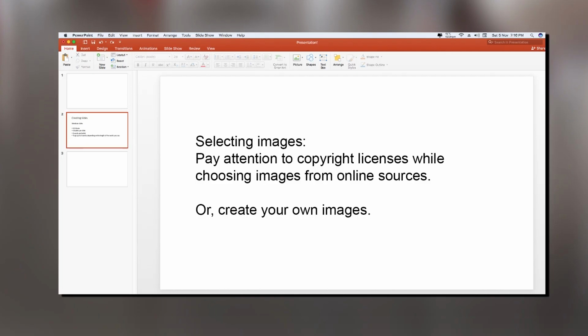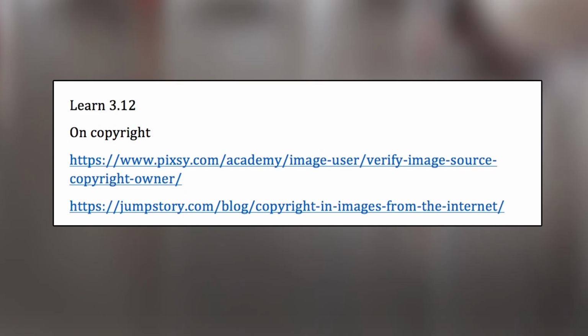An important thing to remember when selecting images is paying attention to the license of the images. Images found online or in print are generally copyrighted. Each one comes with some form of usage restrictions. So, while choosing an image for your presentation, remember to check their license. In the worksheet under Learn 3.12, you will find 2 resources that explain copyright issues. Read them to know more about copyright issues.